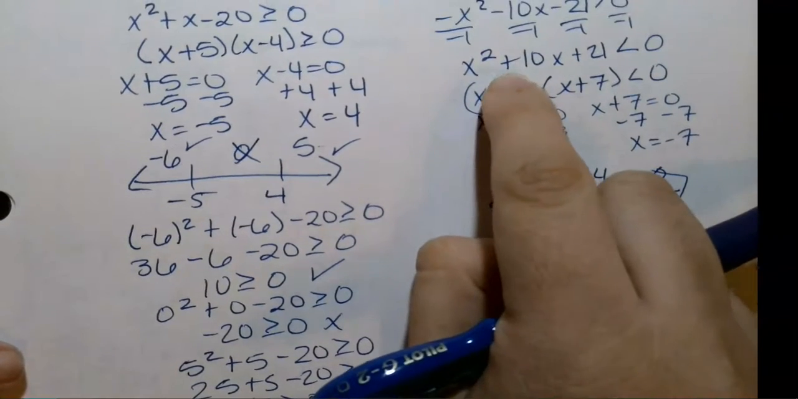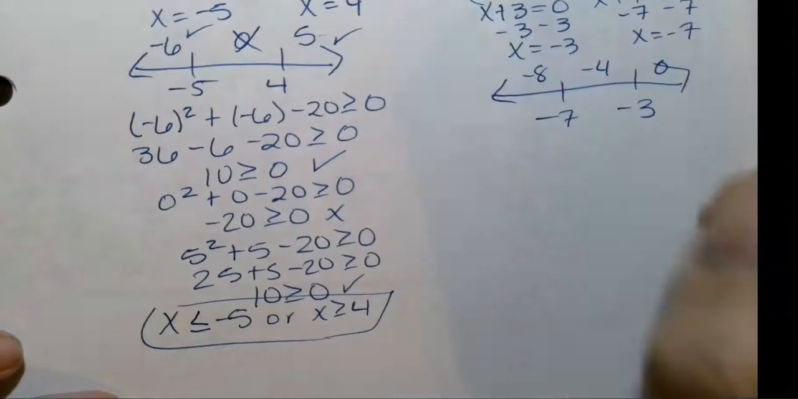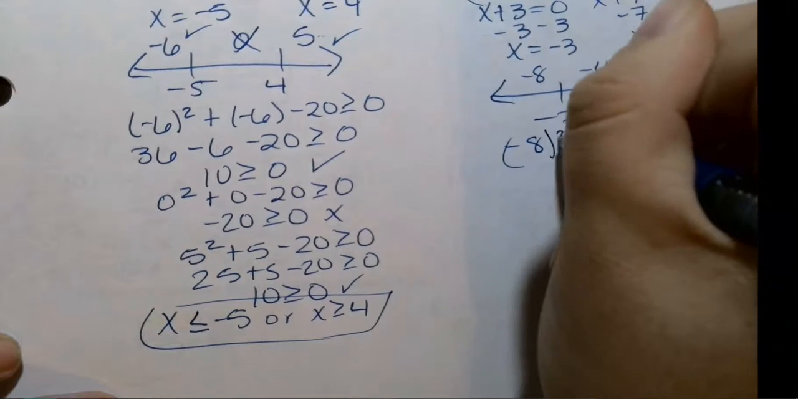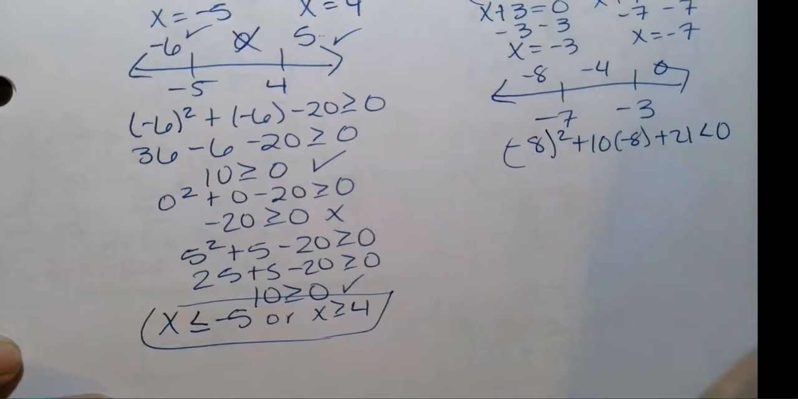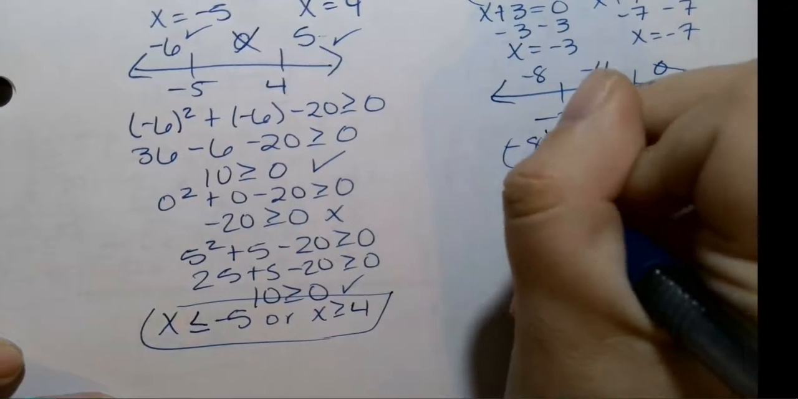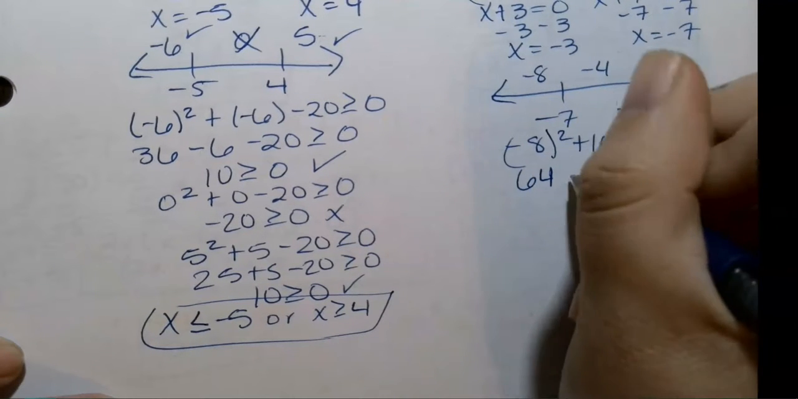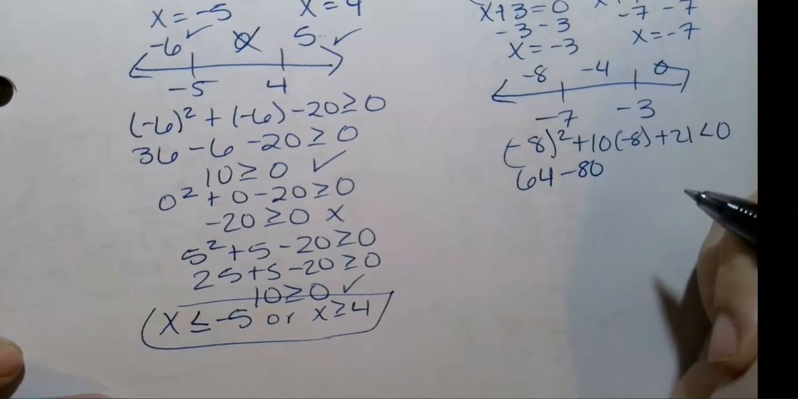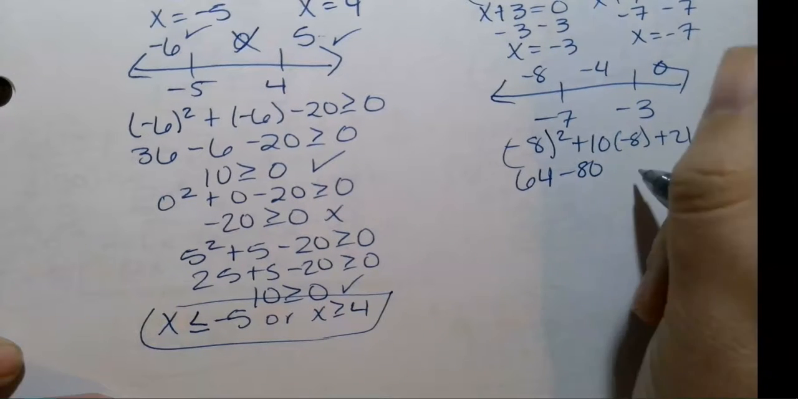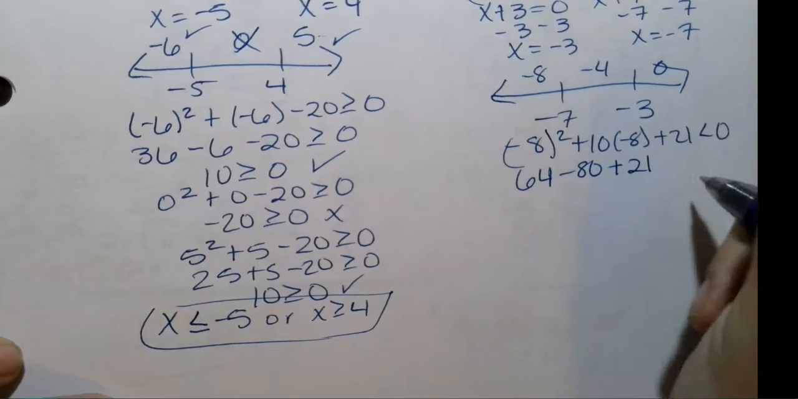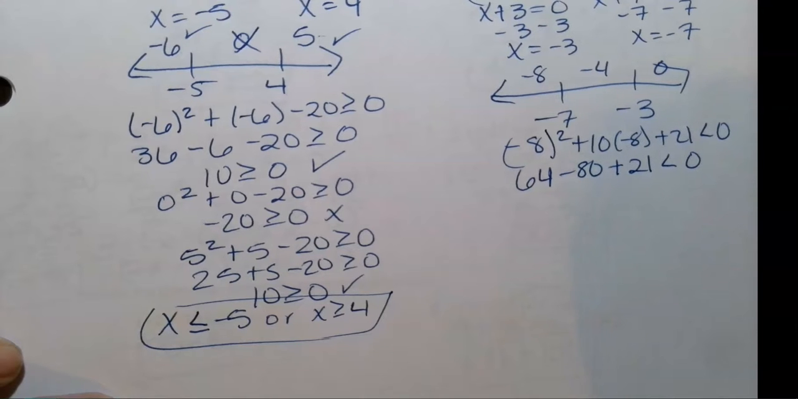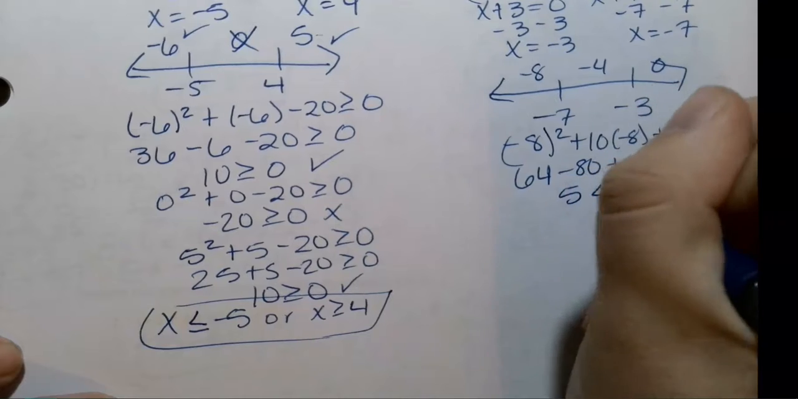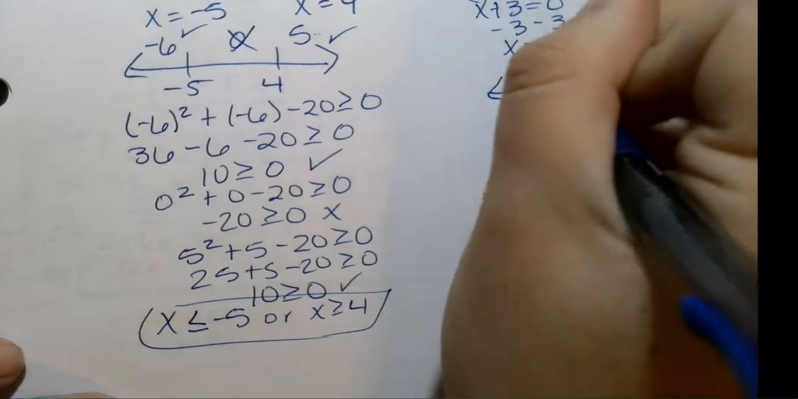I'm going to plug them into this one with the 0. I have -8 squared plus 10 times -8 plus 21 is less than 0. -8 squared is 64. Positive 10 times -8 is -80. Then I have 21, and less than 0. 64 minus 80 is -16. -16 plus 21 is 5. 5 is not less than 0.